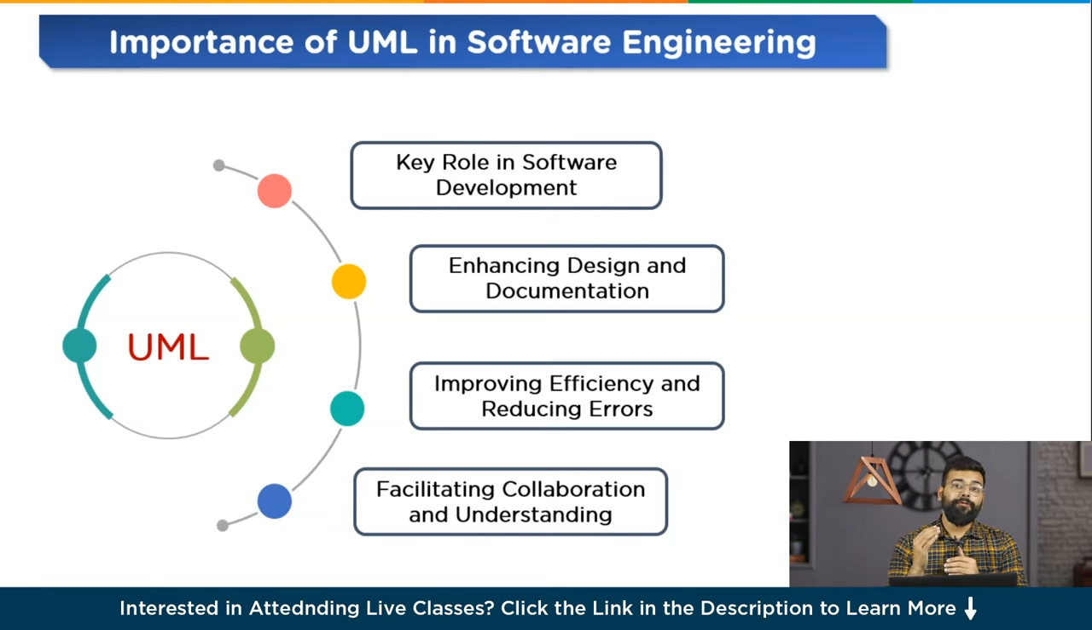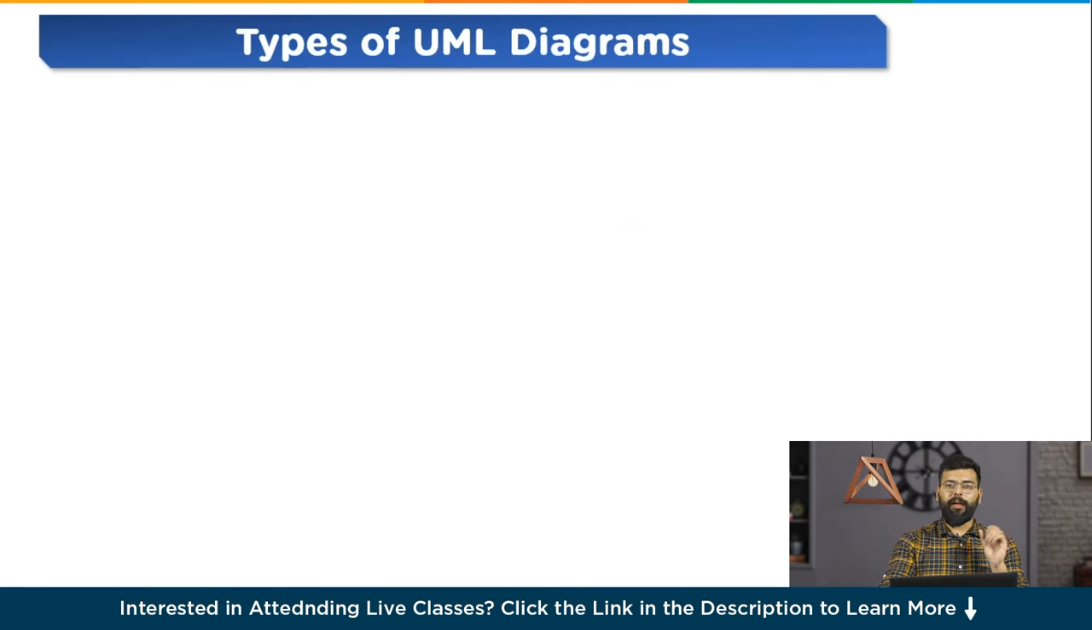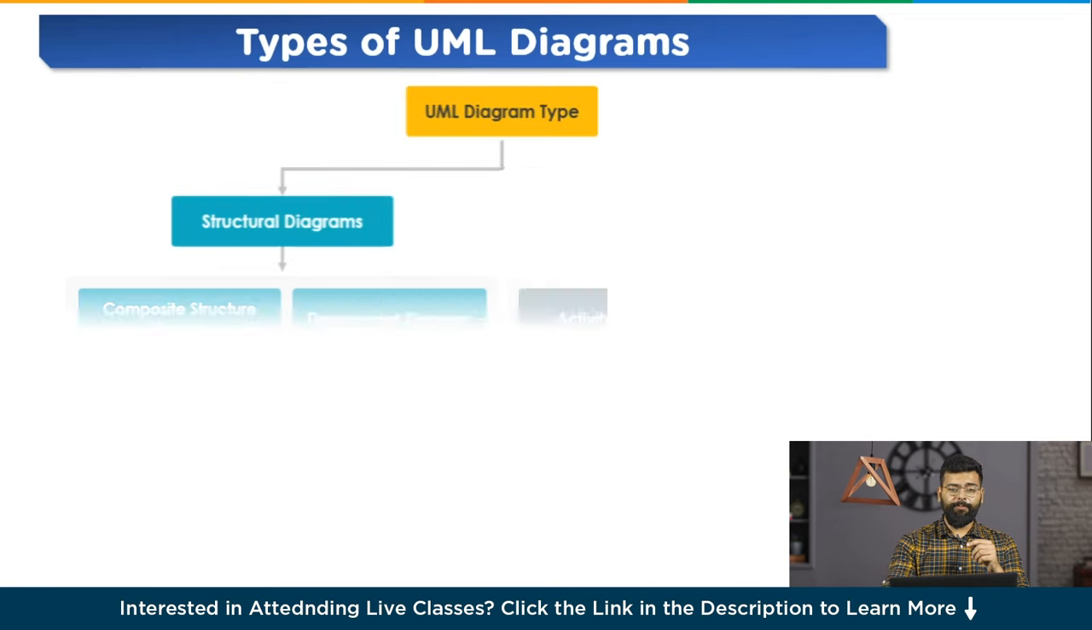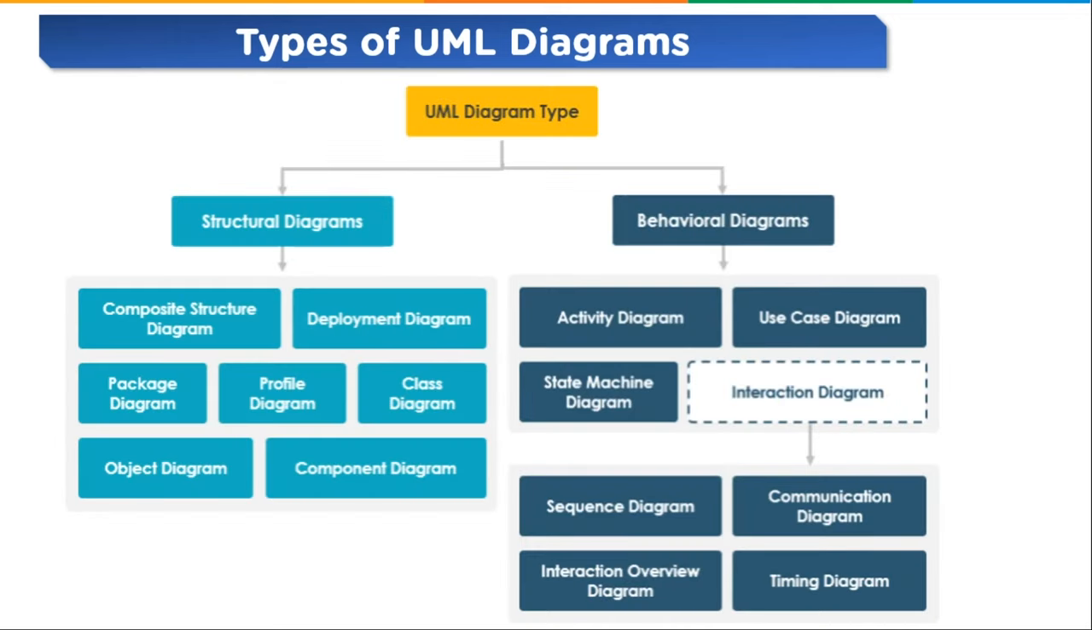Now we'll move to the types of UML diagrams that are available. Mainly UML has two types of diagrams: structural and behavioral diagrams. Structural diagrams contain class diagrams, component diagrams, and object diagrams, which represent instances of classes at a specific moment in time. An object diagram shows various instantiated objects and their relationships. And there are package diagrams that illustrate how different packages and their elements are organized in a system. A package diagram displays the system's packages and dependencies.